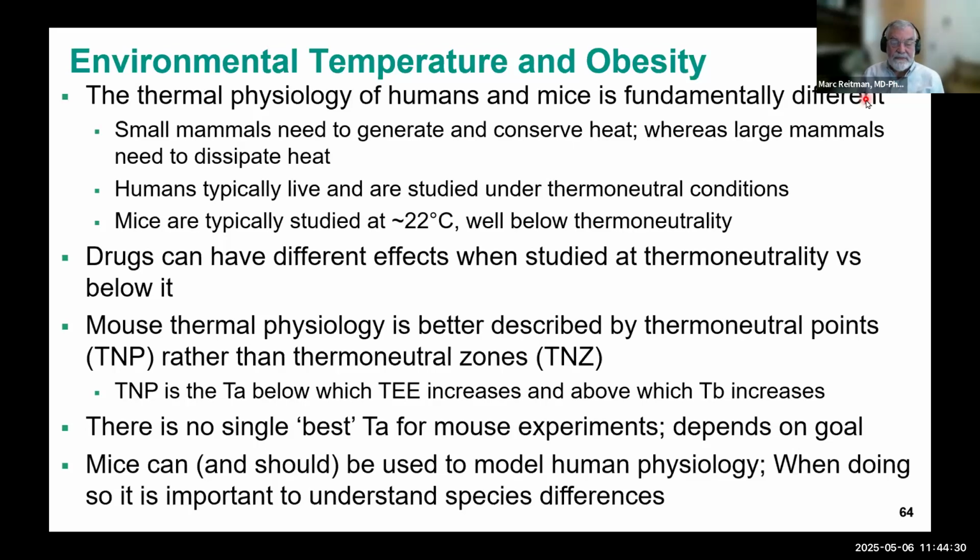Drugs can have different effects when studied at thermoneutrality versus below it, and there's no magic condition of ambient temperature that better predicts mouse drug efficacy for obesity. Mouse thermal physiology is better described by thermoneutral points, TNP, rather than by thermoneutral zones, which work better for larger size homeotherms. To reiterate our definition, the TNP is the ambient temperature below which energy expenditure increases and above which body temperature increases.